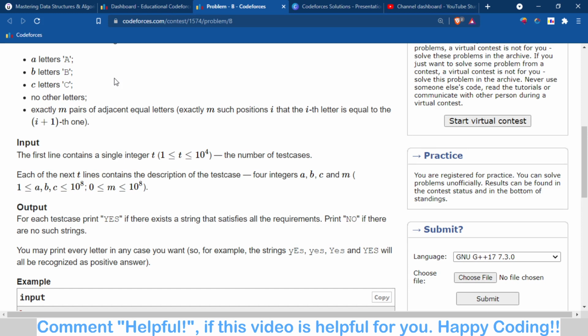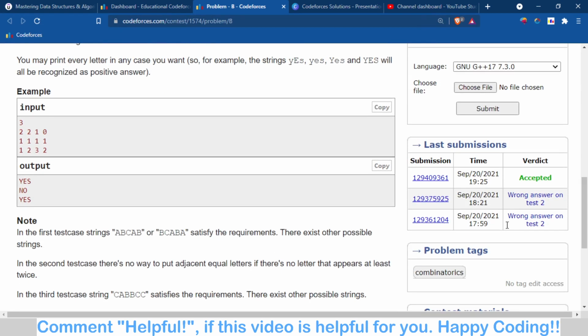That is, if we arrange those letters so that the maximum pairs of adjacent equal letters are formed, and then arrange them so that the minimum pairs of adjacent equal letters are formed. And if m lies between these maximum and minimum values, then the output is yes, otherwise the output is no. Okay, let's understand it more perfectly through the whiteboard.